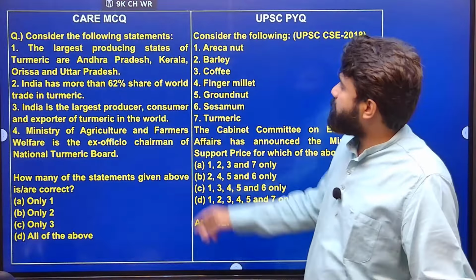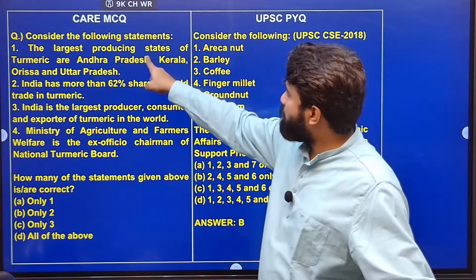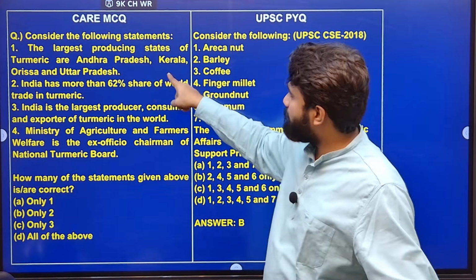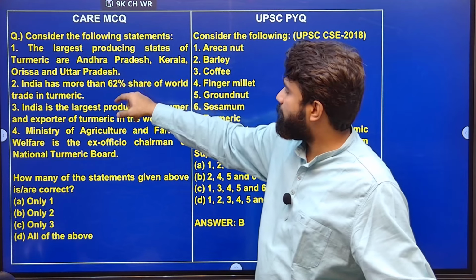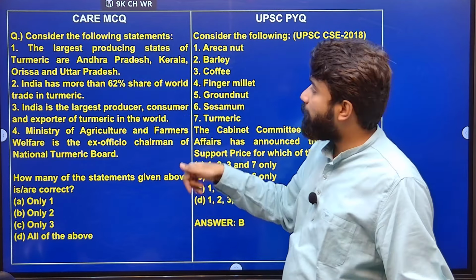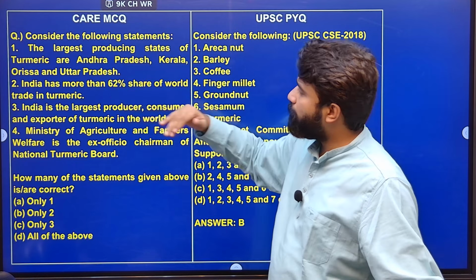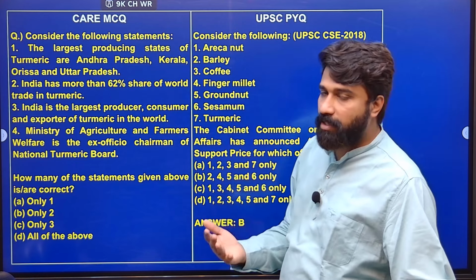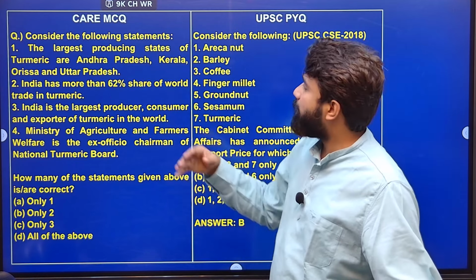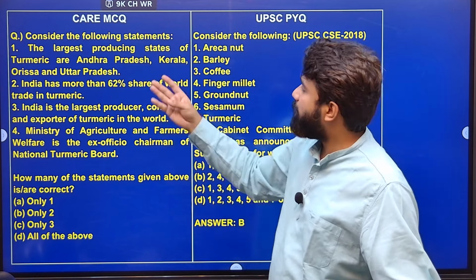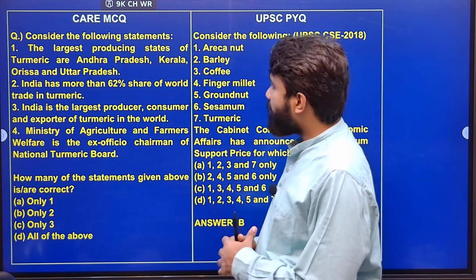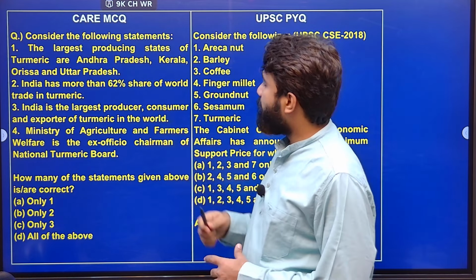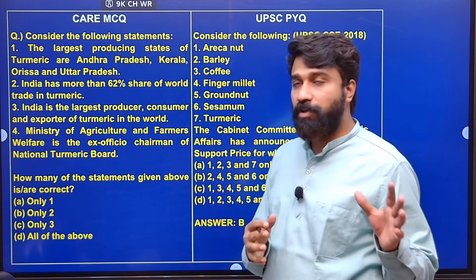Next, coming to consider the following statements. The largest producing states of turmeric are Andhra Pradesh, not Andhra Pradesh, it is Telangana, and Kerala, Odisha, no, not at all, and Karnataka, actually Tamil Nadu. So, first statement is incorrect. However, 10 states in your country are producing such a turmeric, but largest states are not these 4 given in this first statement. And India has more than 62% of share of world trade in turmeric. And that is true statement, and India is the largest producer, consumer and exporter of turmeric.